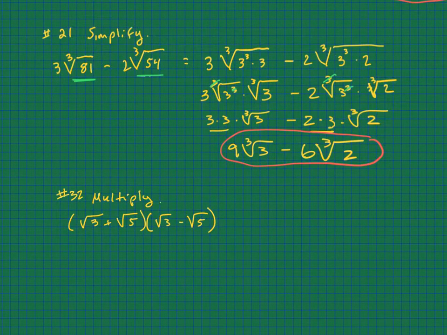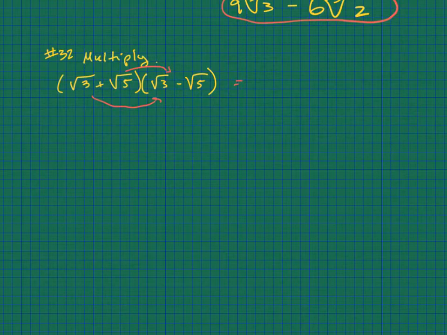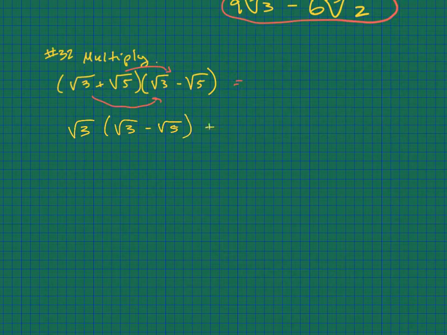And our next example, number 32, is asking us to multiply these pairs of conjugates. So when I do this, I'm going to multiply the square root of 3 plus the square root of 5 by that binomial, and I'm going to FOIL it out, use whatever method you like, and see what happens. So when I use my distributive property, I can rewrite this as the square root of 3 times the square root of 3 minus the square root of 5, plus the square root of 5 times the square root of 3 minus the square root of 5.